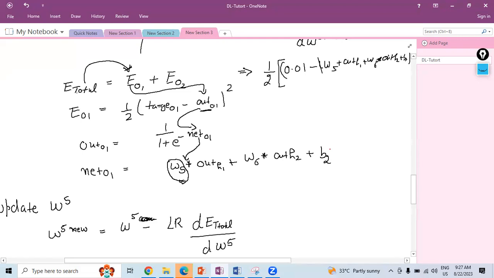You got this thing, right? E total is dependent on E1. You can say that E total is a function of E o1 and E o2. Then E o1 is a function of out o1. Out o1 is a function of net o1, and net o1 is a function of W5, W6. Correct? So if everyone is able to understand these things, Rahul, I also repeated these things. Now it's clear to you, Rahul?